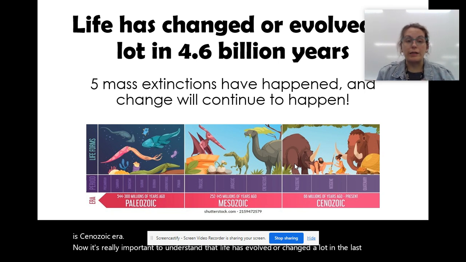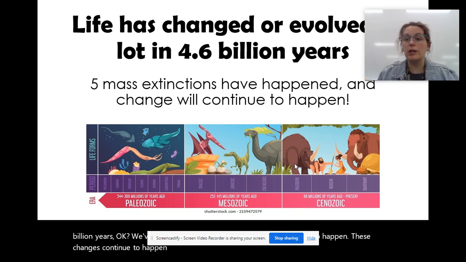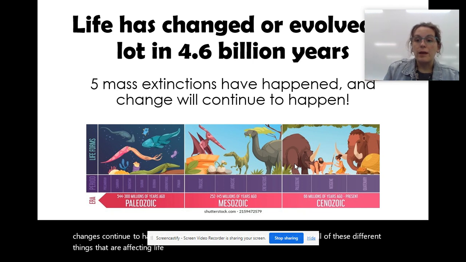Now, it's really important to understand that life has evolved or changed a lot in the last 4.6 billion years. Okay, we've had 5 mass extinctions, and they will continue to happen. These changes continue to happen. We're seeing climate change, we're seeing all of these different things that are affecting life. So those are your notes for today.